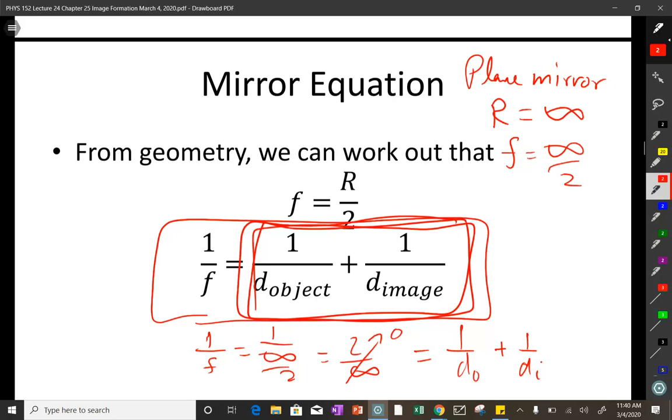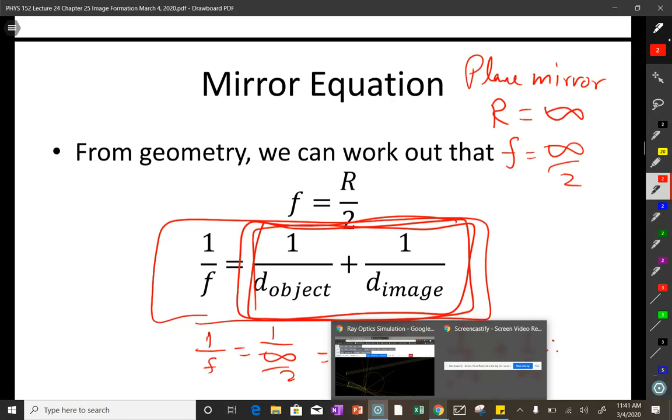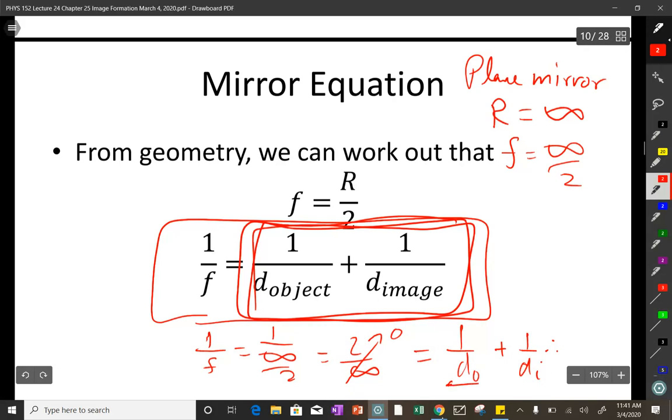What's the only way that can be true? Well, no, mathematically. Do you mean that because infinity is in the bottom of zero, which is a rule? That's a rule, yeah. No, I'm asking, what does this say about distance object and distance image? They have to be equal in magnitude, but opposite in sign. Right? So 1 over distance object plus 1 over distance image is 0. So this demands the distance image equals minus distance object.